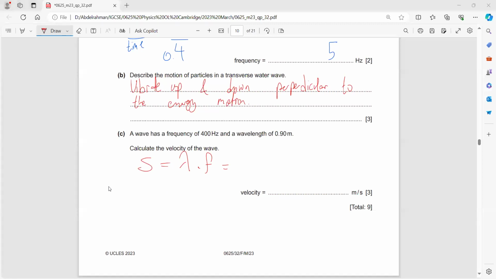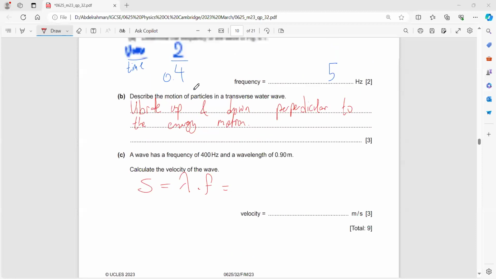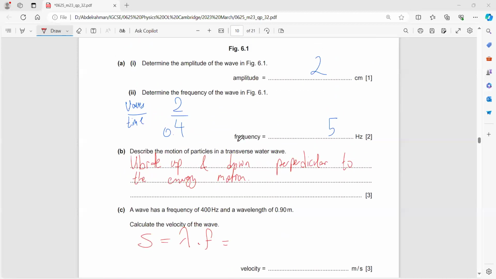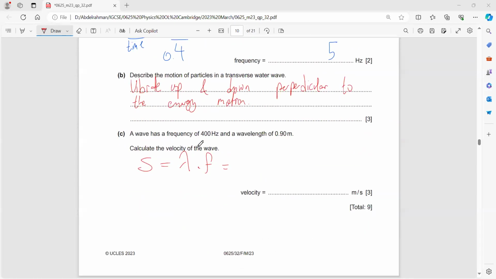The one above is worth 3 marks, not only two. The 3 marks are worth up and down, perpendicular to the energy motion. Speed equals wavelength times frequency. The wavelength is 0.9 times the frequency is 400, which would give me a final velocity of 360 meters per second. Okay. Cool.